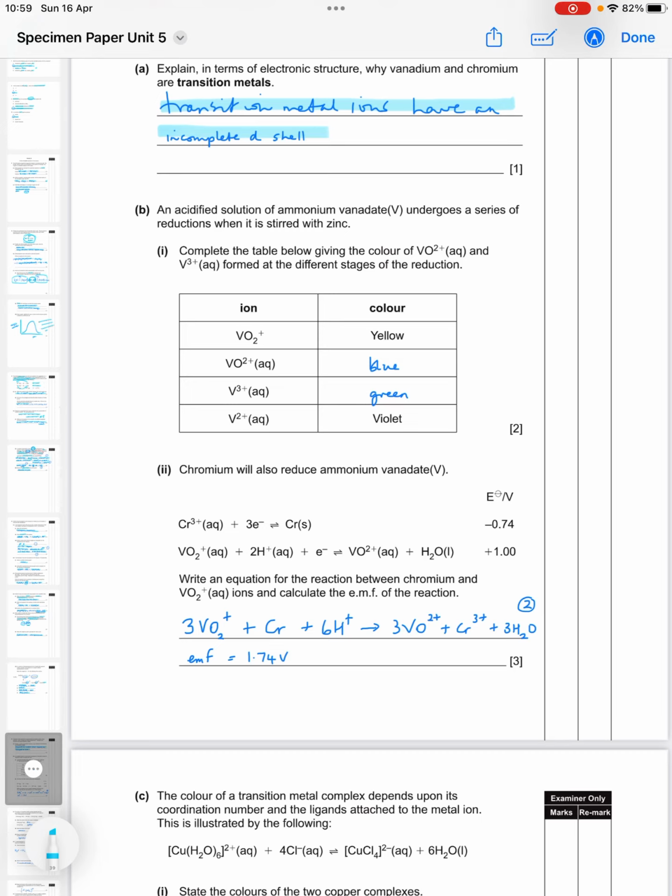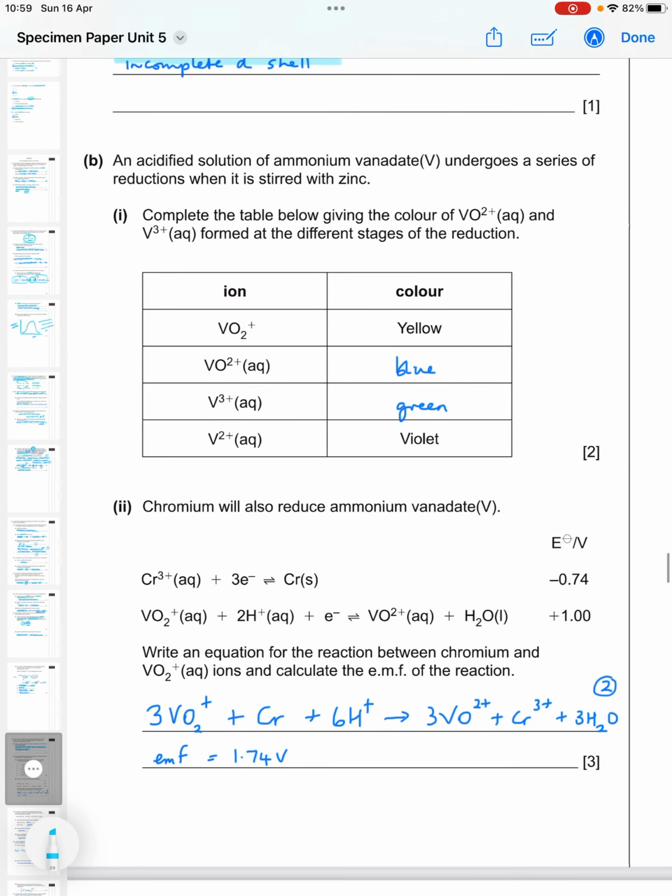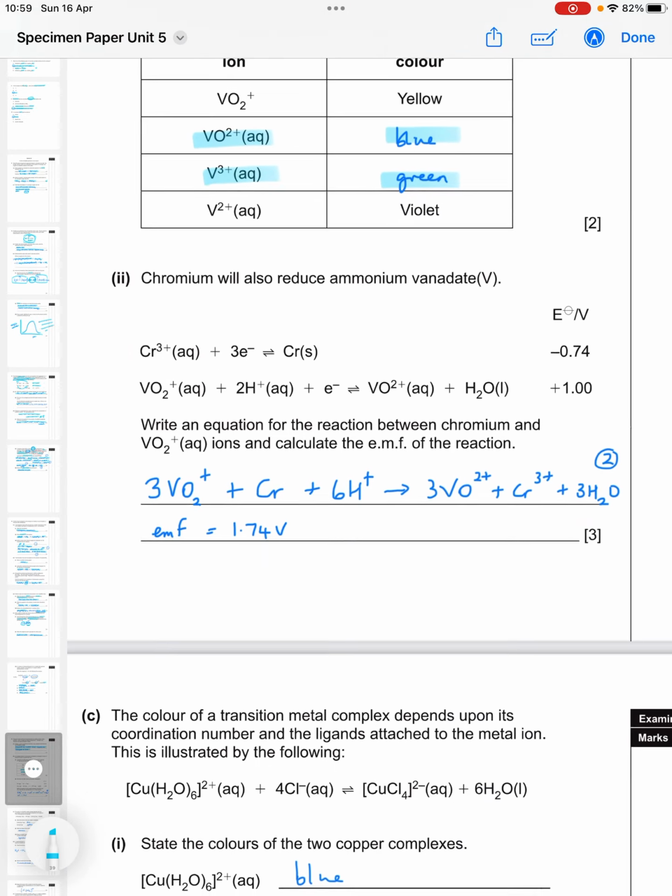Then an acidified solution of sodium vanadate(V) undergoes a series of reductions when it's stirred with zinc. Complete the table below, giving the colour of VO2+ and V3+ ions formed at different stages of the reduction. So the VO2+ here is blue and the V3+ is green. So you remember they go from yellow to blue to green to violet.